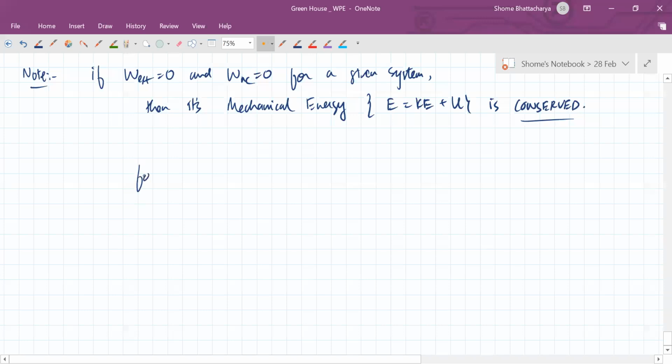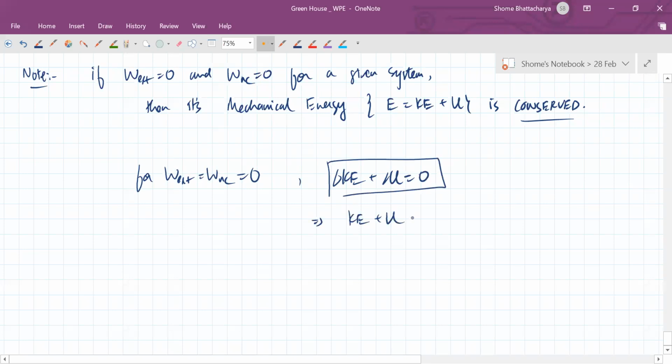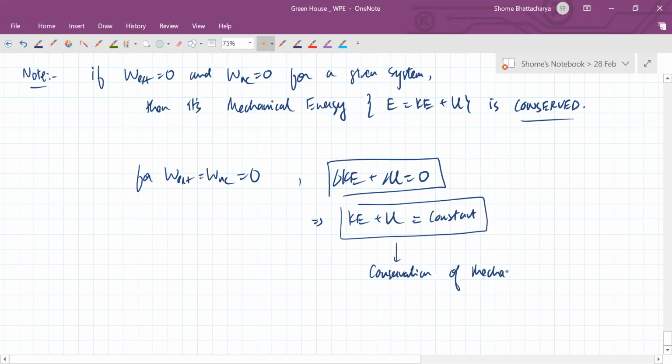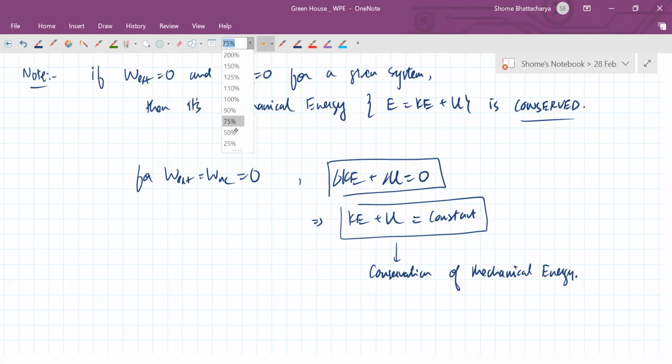So basically you can see that for these two terms to be 0, the change in kinetic energy plus the change in potential energy is 0. That means the sum of kinetic energy plus potential energy is constant. That's why the change in the sum is 0. This situation is called conservation of mechanical energy. We'll see a lot of situations in which this happens.